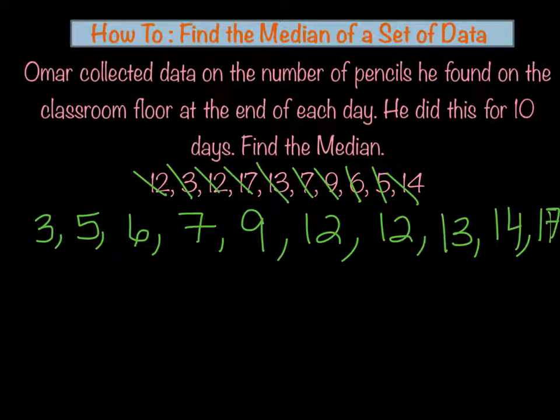Let's make sure we have all of our numbers. 1, 2, 3, 4, 5, 6, 7, 8, 9, 10 down below, and we had 1, 2, 3, 4, 5, 6, 7, 8, 9, 10 up above. We're good to go. Everything is in order. We have our numbers. Remember that all the median is, is the middle number.